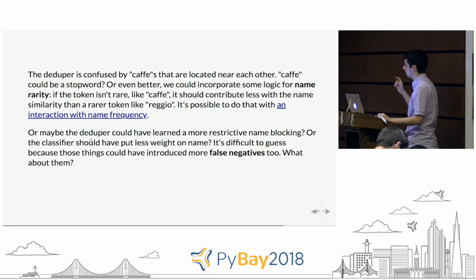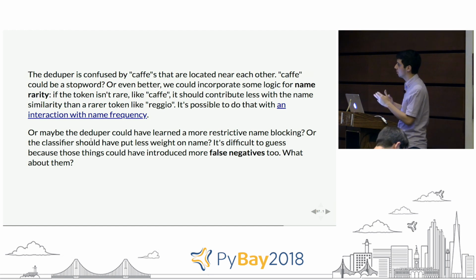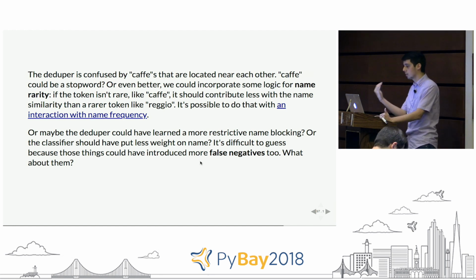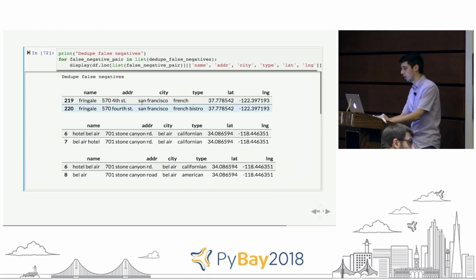This Cafe Regio and Cafe Lure thing, maybe cafe could be a stop word, or maybe we could incorporate some logic for name rarity. If the token isn't rare like cafe, it should contribute less to the name similarity than some token like Regio. It's possible to do that with an interaction with name frequency. You can check this issue here for this. Or maybe the dedupe could learn more restrictive blocking or less weight on name. It's difficult to guess. The false negatives we lost are these ones.